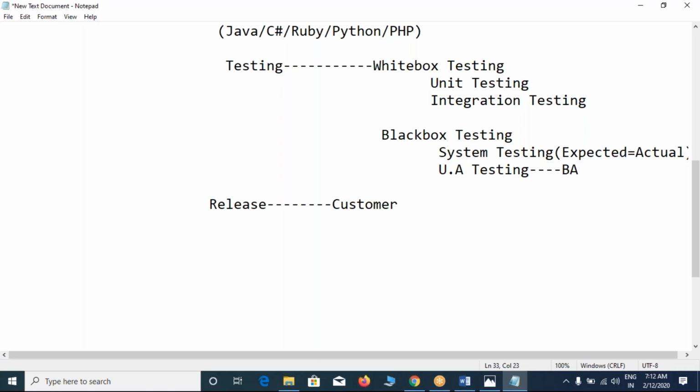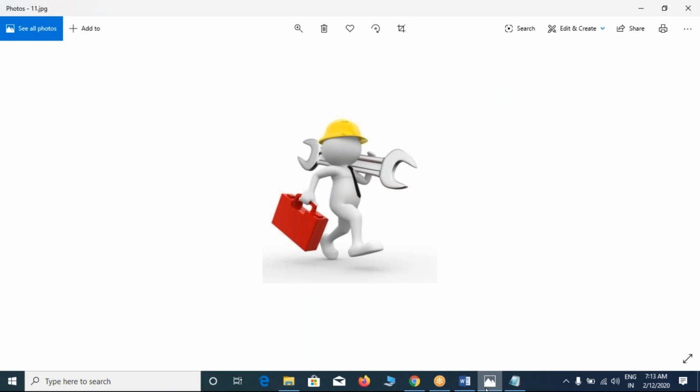See guys, today if I purchase a mobile and the touch screen is not working, we have some warranty and guarantee, correct or not? Same way, after release to the customer, if the customer is facing any problem, then we can provide support and maintenance.